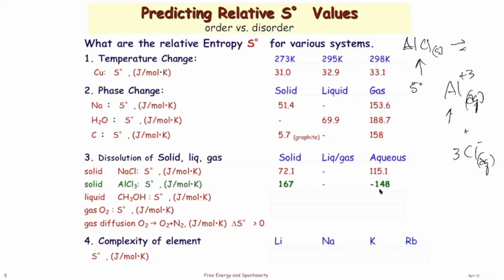So for any reaction or dissolution in which you have a charge that is generated, +2 can go either way. +3 definitely is going to be more ordered. Okay, so if it's +2, try and see if you can calculate the value. I don't think I asked you a question like that, but if you had a choice.